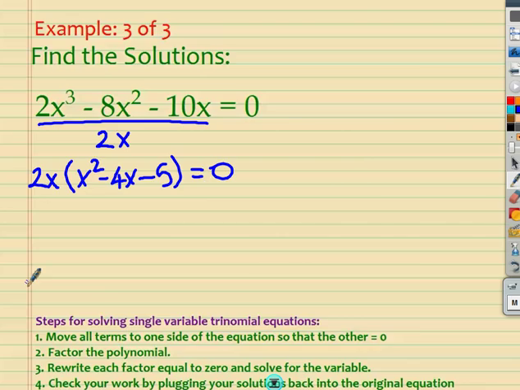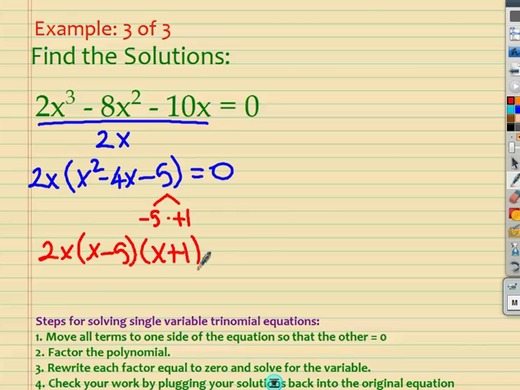the parenthesis. Now, the remaining part inside of the parenthesis is still a quadratic equation, and we'll have to check to see if that is factorable. Because the leading coefficient is 1, we can try the easy method, and we can try to find factors of -5 which add up to -4. Factors of -5 are -5 and +1 that add up to -4. So I can write out my factors as 2x, x minus 5, and x plus 1 equals 0.